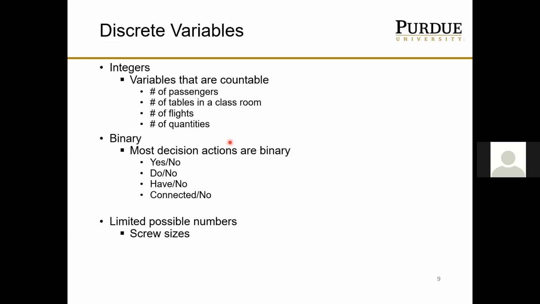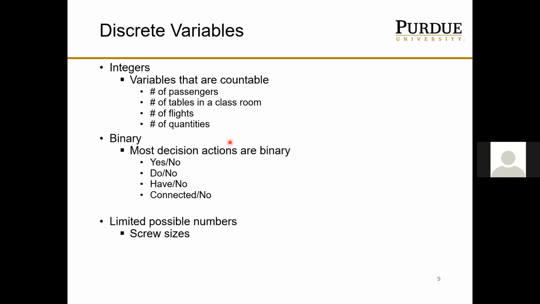The second type of discrete variables is binary, which is very common. Most decision actions are binary. For example, in your problem, you may have yes/no questions, such as: do you want to join this lecture, or are you going to do something? You can say yes or no. So it means 0 or 1, just 2 numbers or 2 options. So that's the decision action.